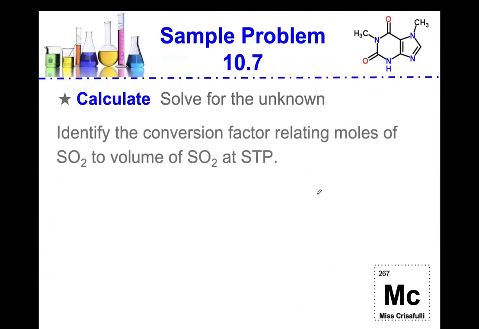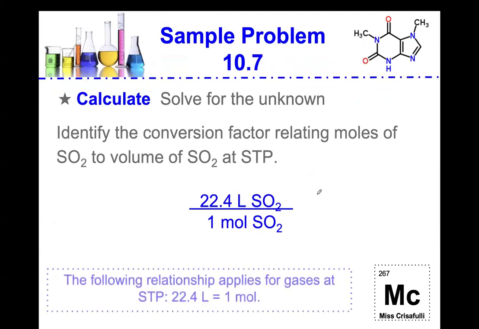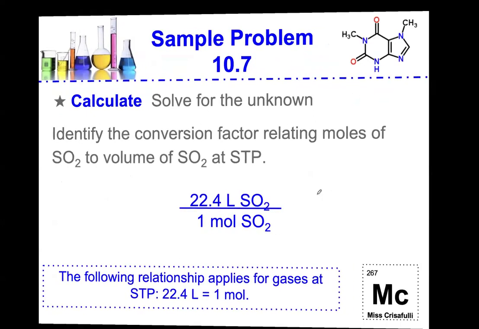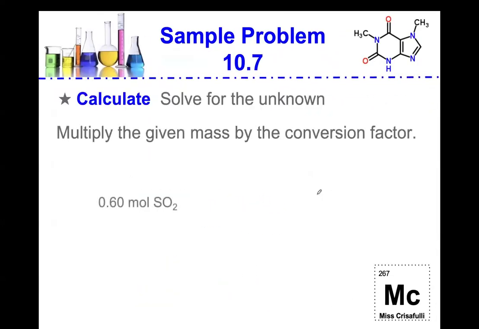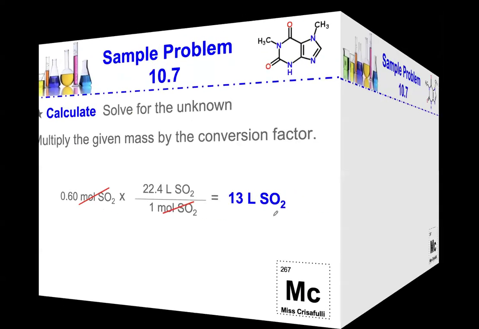Identify the conversion factor relating the moles of sulfur dioxide to volume. We know that 22.4 liters of sulfur dioxide is equal to 1 mole of sulfur dioxide at standard temperature and pressure. So this relationship will apply for gases only at STP: 22.4 liters is equal to 1 mole. So that's the conversion factor we will use. We'll multiply the given amount by that conversion factor, 0.6 moles of sulfur dioxide times, and again, we want to make sure we put the moles in the denominator so they will cancel out, 22.4 liters per 1 mole, to equal 13 liters of sulfur dioxide.